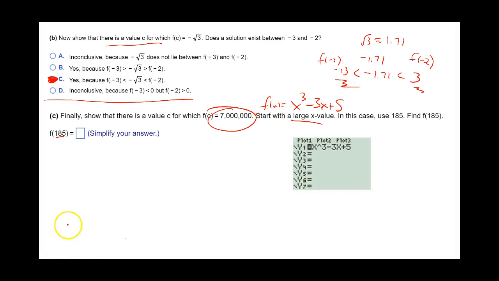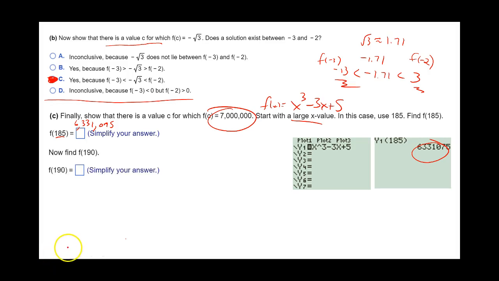Here I am on a TI-83, and I'll put the function in y1, and now I can go back to the home screen and get y1 on the screen and be able to immediately plug in whatever number I want. So 6,331,075 is what you get when you plug in 185. Plug in 190 and you get 6,858,435.